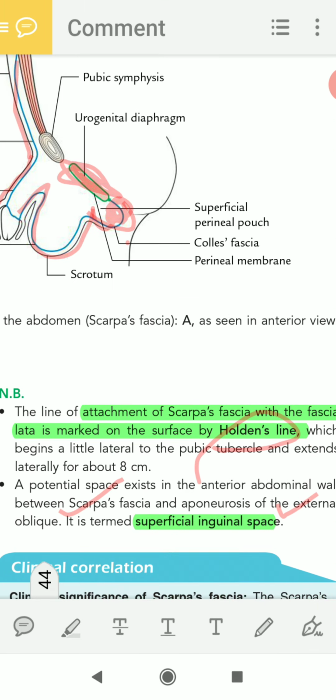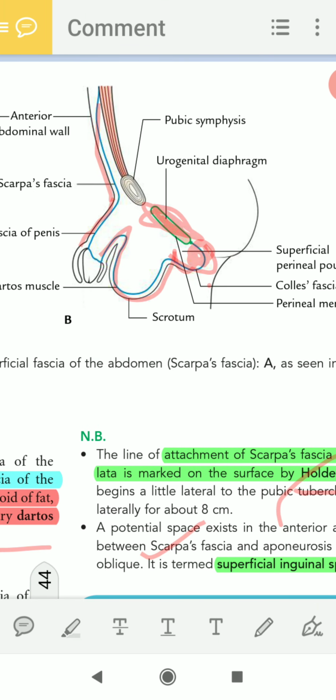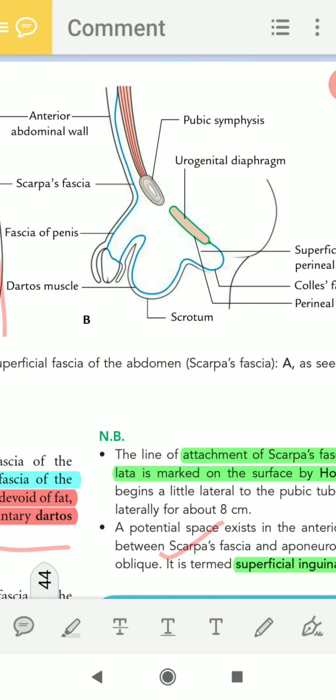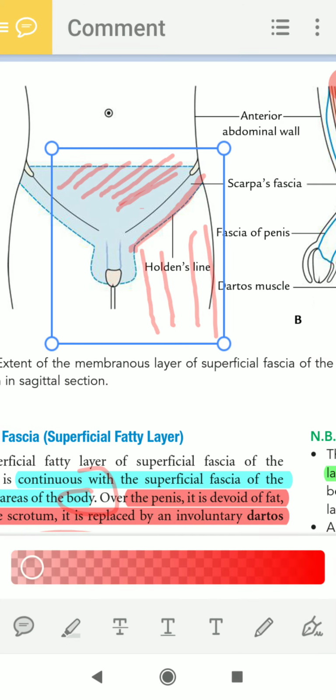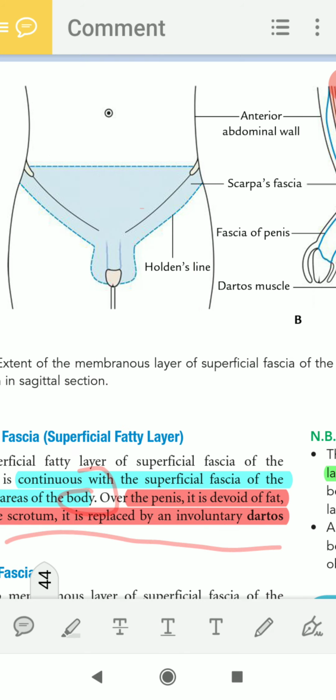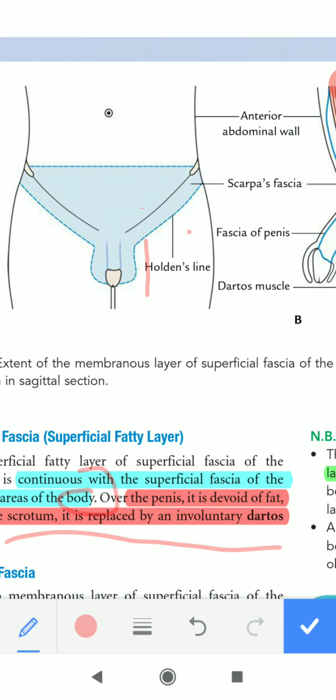I'm telling you in an easy way. What is the importance of Colles' fascia and Scarpa's fascia? Look at that, Scarpa's fascia in the thigh is attached with, or fused with, the fascia lata, that means the deep fascia of the thigh. So here is Holden's line.